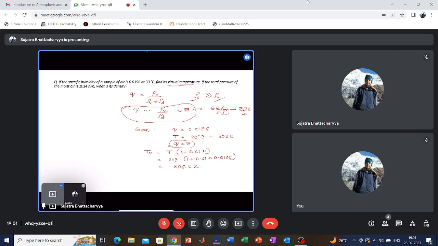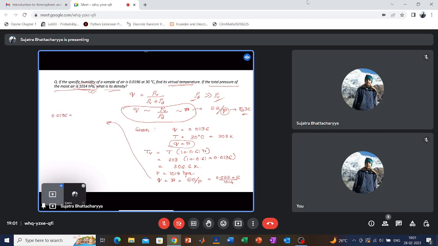And the second part of the question: if the total pressure of the moist air is 1014 hectopascals, what is its density? Fine, we can easily get it. So total pressure P is 1014 hectopascals. Now Q, as I have said, is equal to R, that is epsilon E by P, that is 0.622 into E by 1014, and Q is also already known, 0.0196.